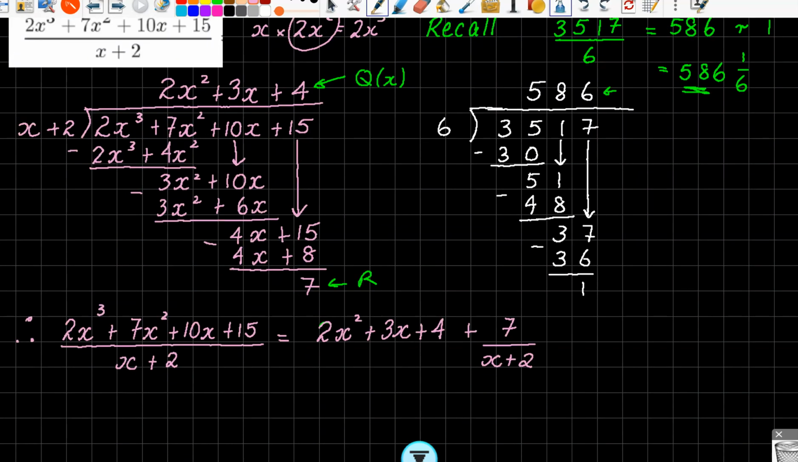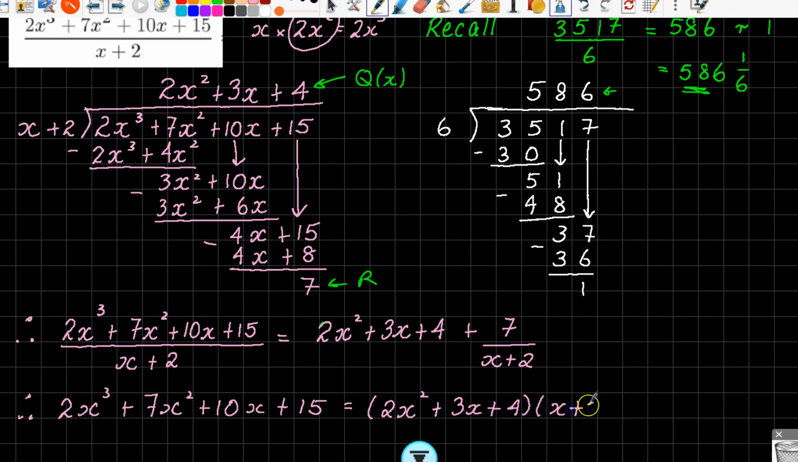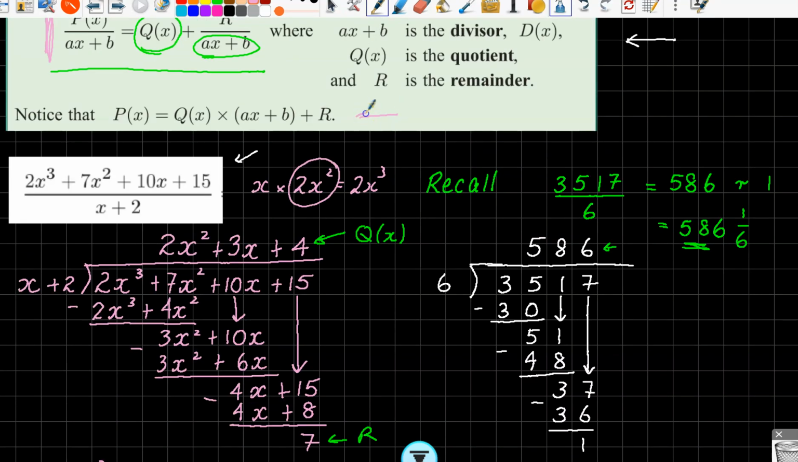So this is in this form up here. And then you can see that if we're looking at just our polynomial, 2x cubed plus 7x squared plus 10x plus 15, how do I get rid of this divide by x plus 2? You would times through, so that becomes 2x squared plus 3x plus 4 times x plus 2. And then when you times this term by x plus 2, because there's a divide by x plus 2, you just get that plus 7. So that's your remainder. So that's this form here.